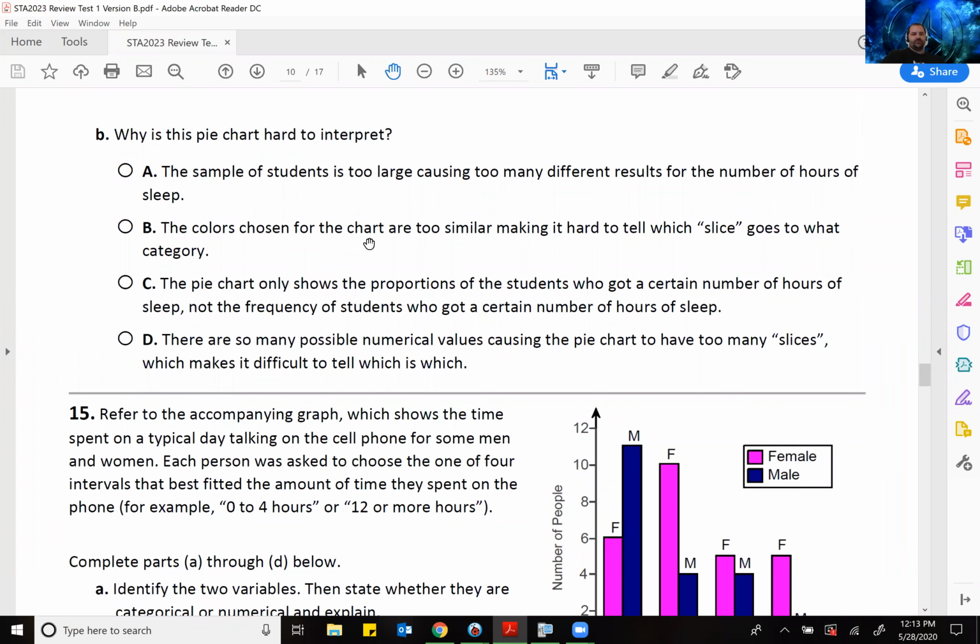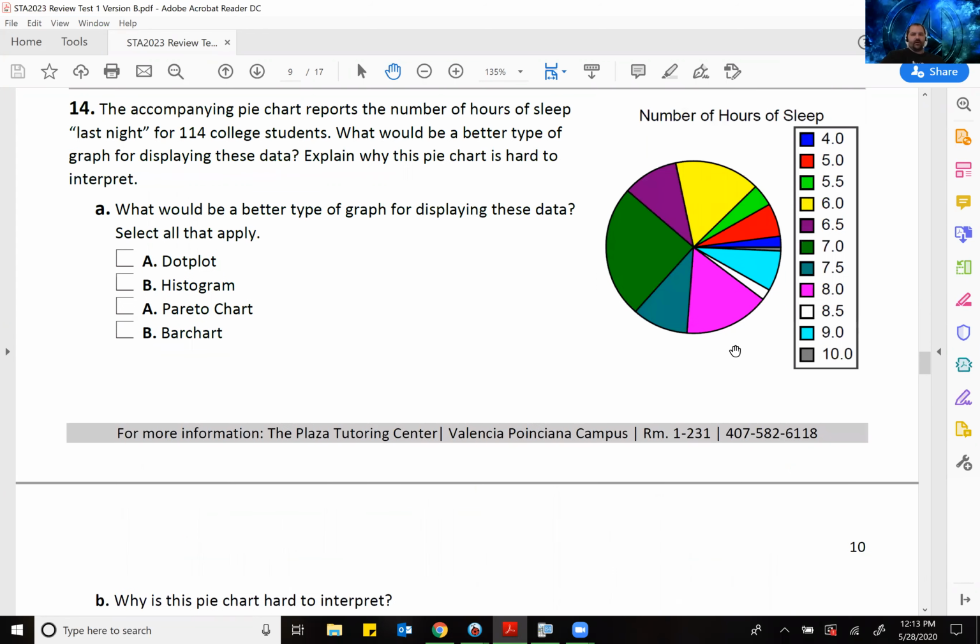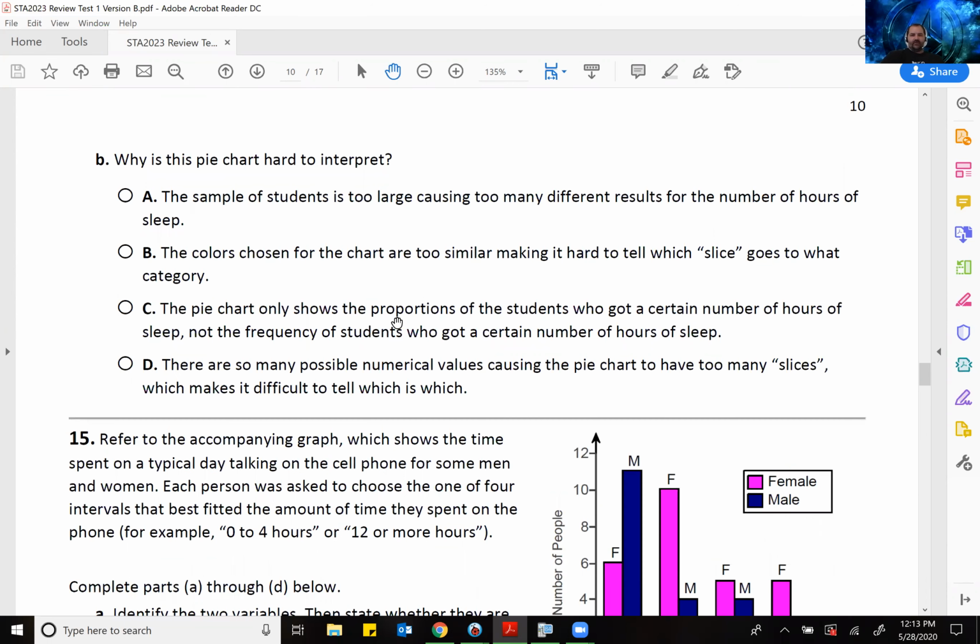Colors are too similar. Yes and no. I can definitely see all the different colors, even now that I pointed out the gray to you, you can see it all now. So it's not the colors. And right here it says the pie chart shows the proportions. Kind of, sort of, but not really. So D, again, is the better value. Pie charts are not really good when you have a lot of categories. Try to stay away from that.